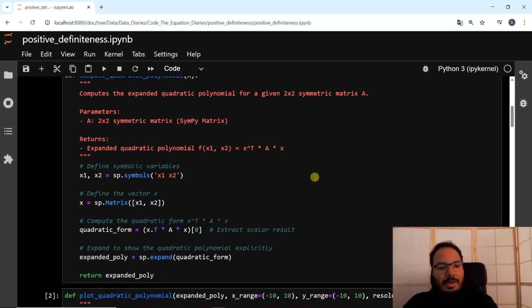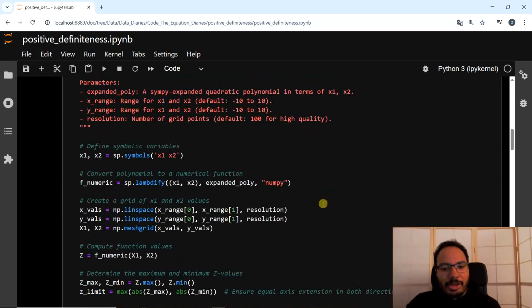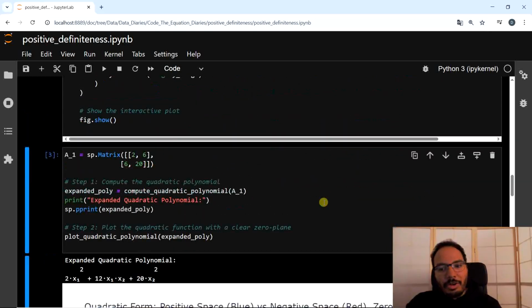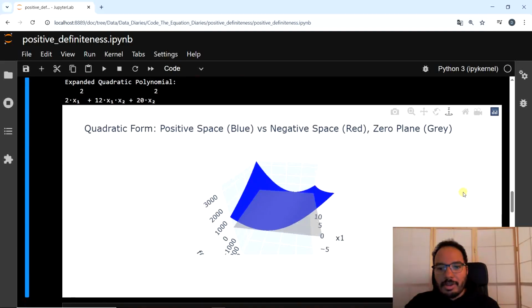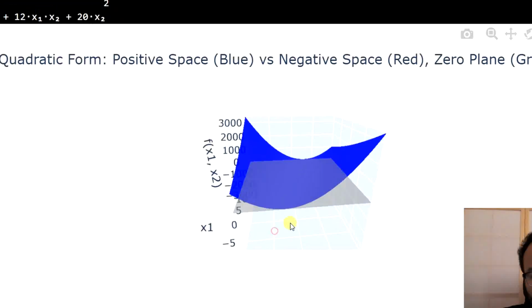Okay, and then there's also a function to visualize this expanded polynomial. I will not get into the details over here. And so let's look at the sample case. We have this given matrix A: 2, 6, 6, 20. Is this positive definite? So we run these functions, and it returns the expanded quadratic polynomial, which is 2x1 squared plus 12x1x2 plus 20x2 squared. And this creates this graph over here. And that's the graph I showed you in the beginning.